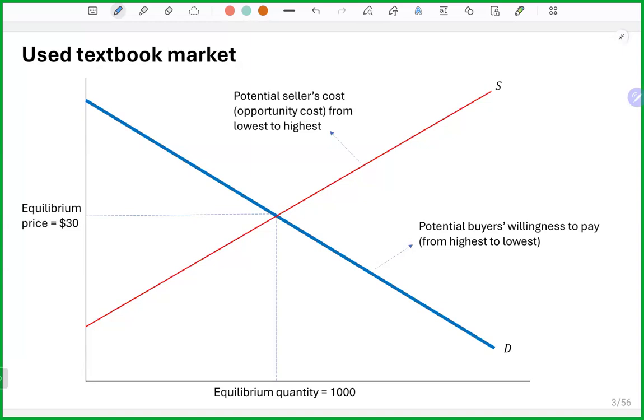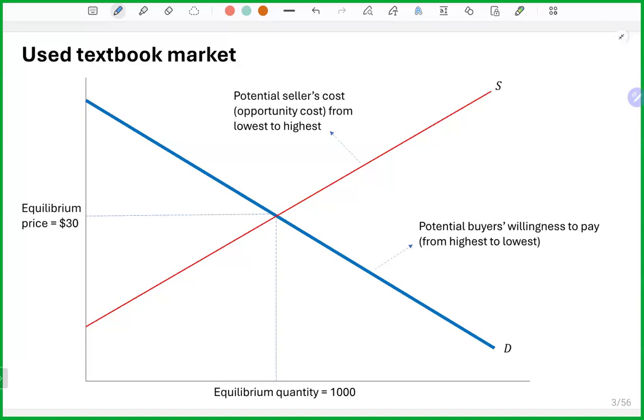And you are here, you're willing to pay $40, still higher than $30. You will buy the textbook. So your benefit is $10. So this way, buyers can benefit from purchasing the used textbook. And let's think about these people here whose valuation on the used textbook is low. Their maximum willingness to pay is only $20. So he will not buy the textbook because $30 is too high compared to his willingness to pay.